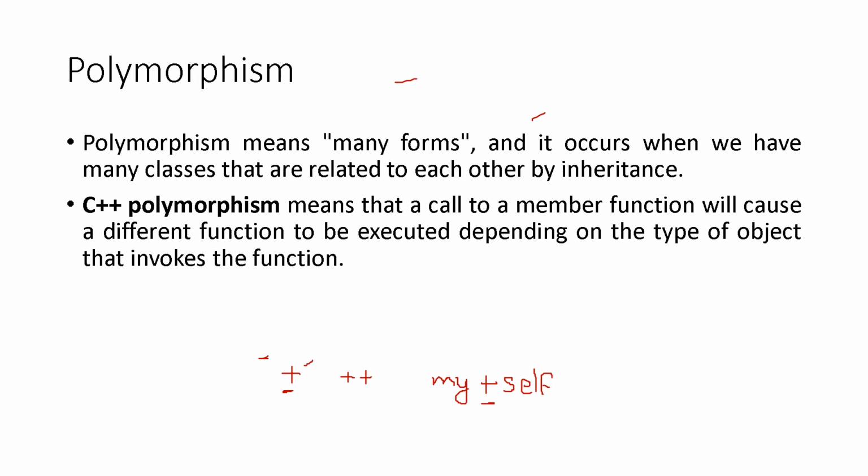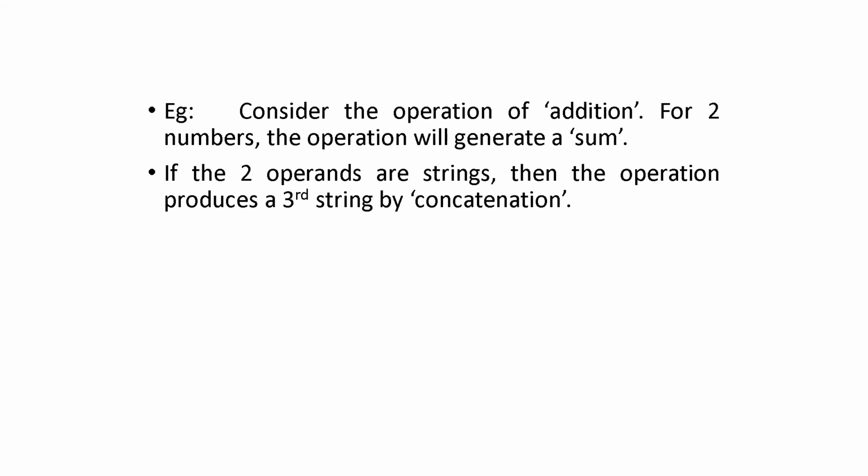Based on the type of the object, the functionality keeps on changing. That is polymorphism. Consider the operation of addition. For two numbers, the operation will generate a sum. If the two operands are strings, then the operation produces a third string by concatenation. Same plus addition, so the same addition is having different features. When it is used for sum, it will add, and when it is used with strings, it will go for concatenation. That is polymorphism.